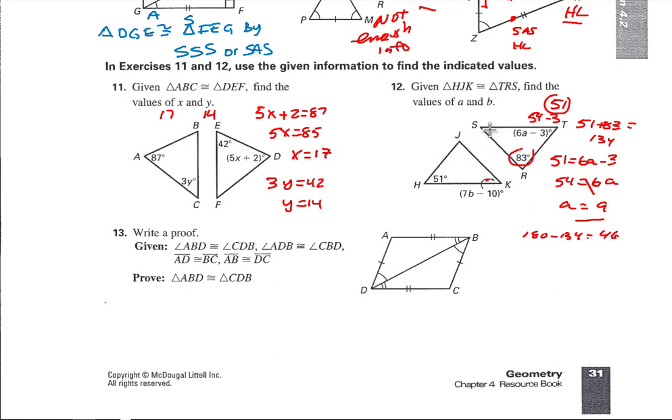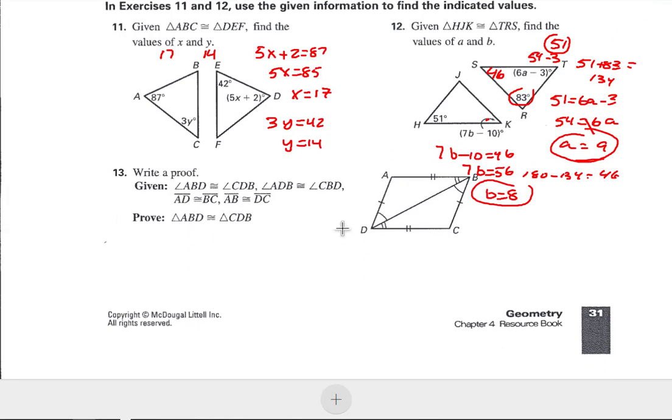So that means that since K is congruent to it, 7b minus 10 must be equal to 47, which gives us 7b is 57, which gives us that b is equal to 8.